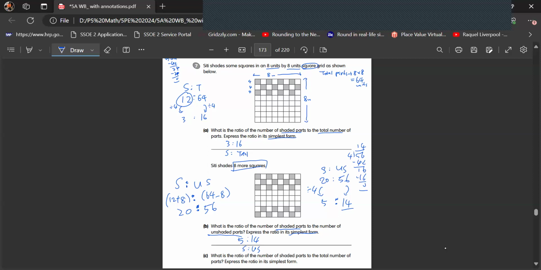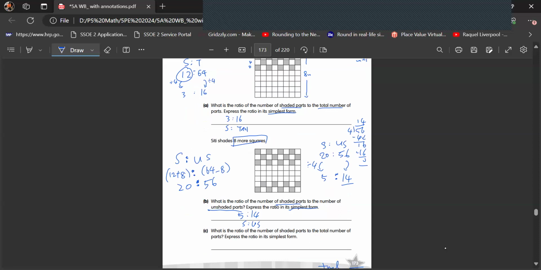Okay? Then the last one, shaded to total. Can I leave you to do the rest? So the total is 64, we already know that. So now it's 20 is to total 64. So the ratio changes because you are changing how many shaded parts. Okay, so can I? Okay, then I'm on the last page now. Are you okay?